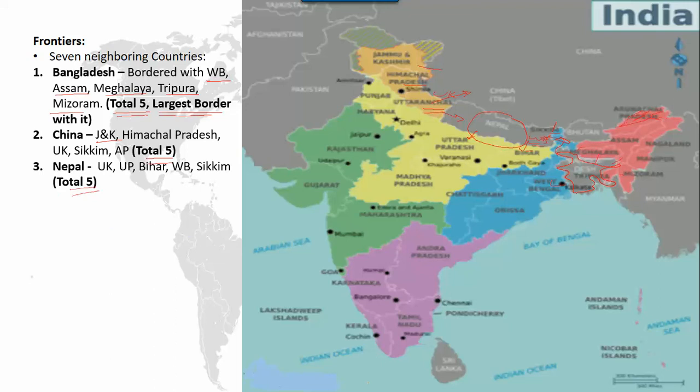So moving on, what were the 5 states? With Bangladesh, with China and with Nepal. Okay? Now moving on, Pakistan.